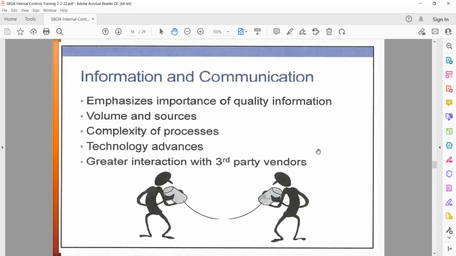Relevant information includes both internal and external sources. Communication is the continual process of providing, sharing, and obtaining necessary information. This provides transparency and sets the tone for management and officials' attitude toward their responsibilities. The information to be provided, as well as who the information will be communicated to, should be clearly defined. The following things should be considered when making those decisions. There should be an emphasis of the importance of quality information, the volume and sources, complexity of processes, technology advances, and greater interaction with third-party vendors.